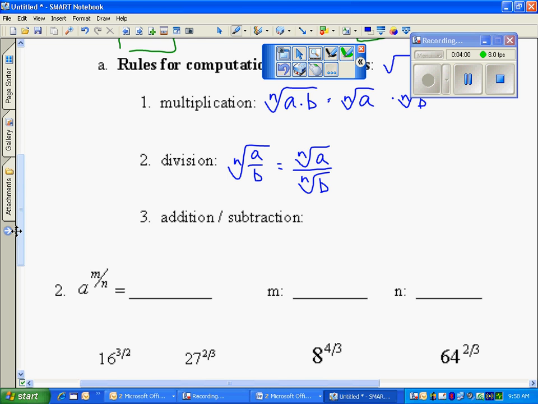Multiplication and division work together. However, addition and subtraction do not. If I am looking at the nth root of a plus b, it is not the nth root of a plus the nth root of b. It can't be. The nth root is multiplication. Multiplication and addition do not work together.